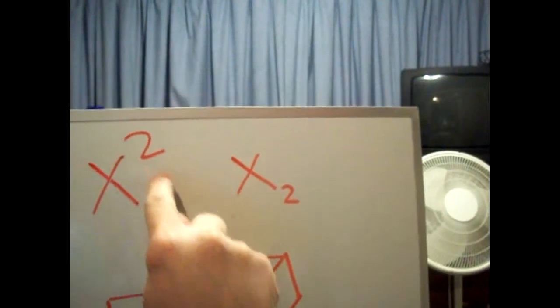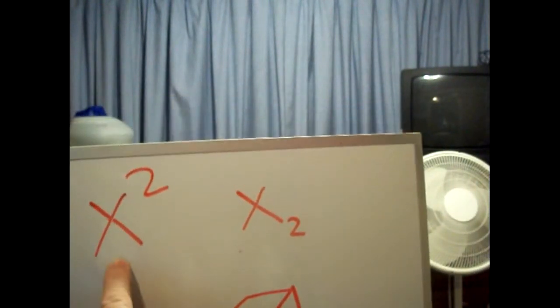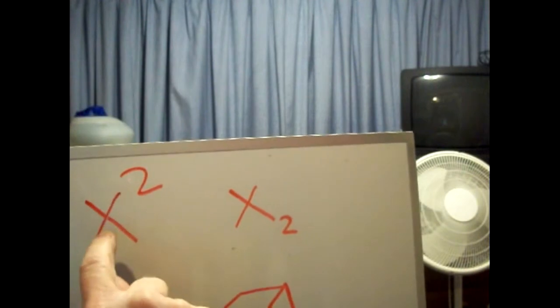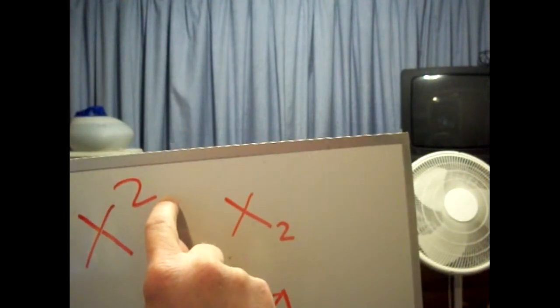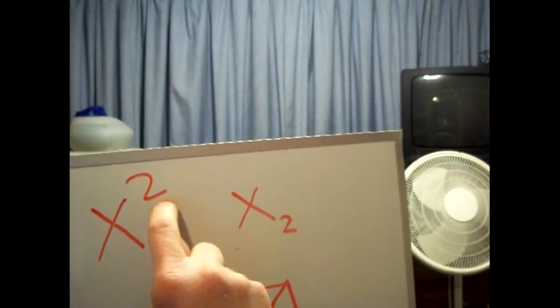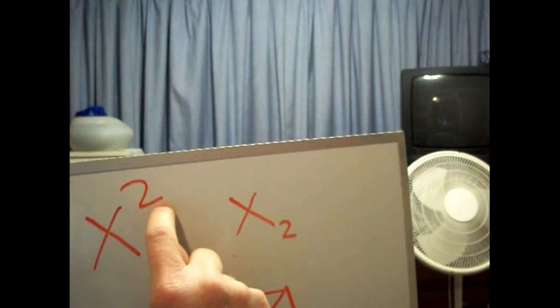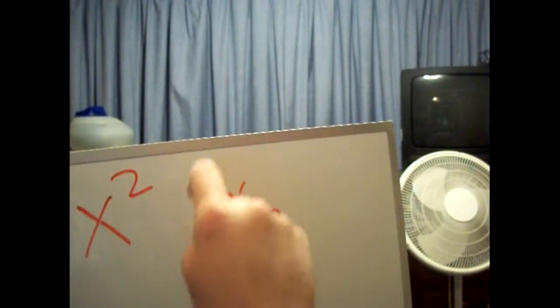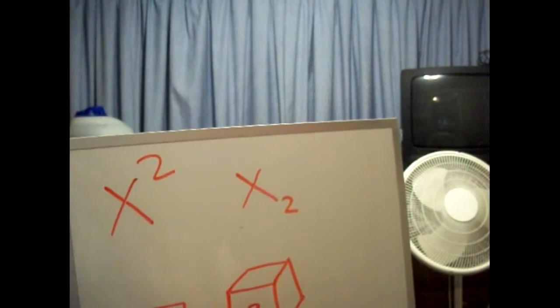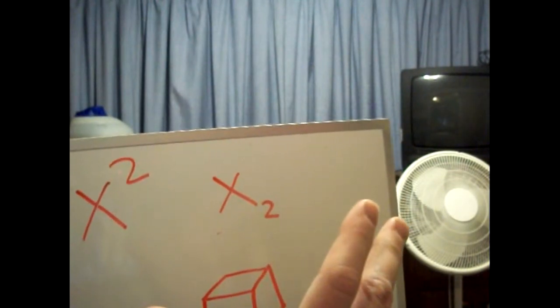It is any number that is written above a number. Let's say that x was 5. Well, you'd have 5 squared. Okay, so that 2 up there is called a superscript. And it represents powers of numbers.